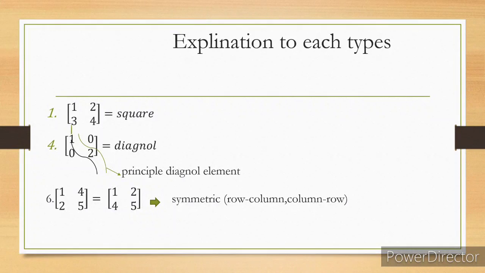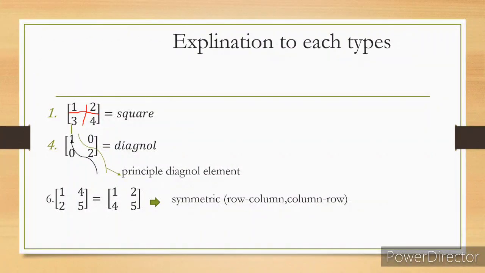I have taken these three because they are similar to each other. For example, the square, as we all know, means it has an equal number of rows and columns. Here you can see I have taken 2 rows and 2 columns. So the square matrix means it has an equal number of rows and columns.